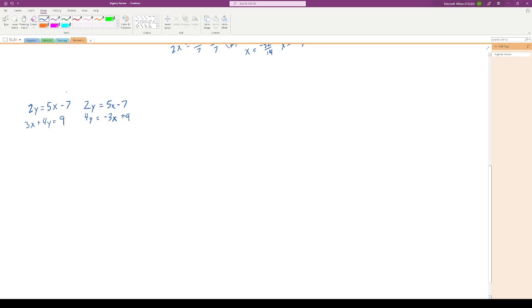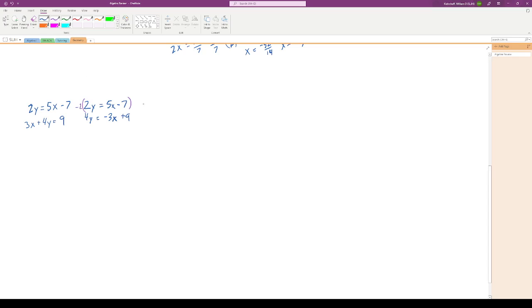To use elimination, we need one of the variables to be equal and opposite of what it is in the other equation. So in this case, I have 2y and 4y. I picked this on purpose so I knew I could multiply by a whole number and not have to use fractions here. So 2y and 4y, if I want those to be equal and opposite, I could multiply this top equation by negative 2.